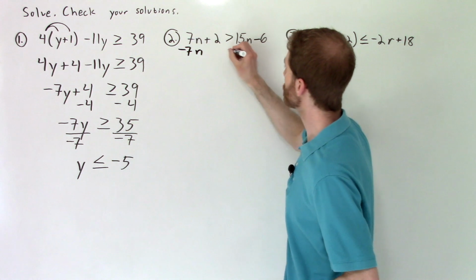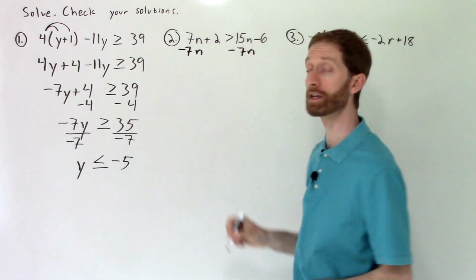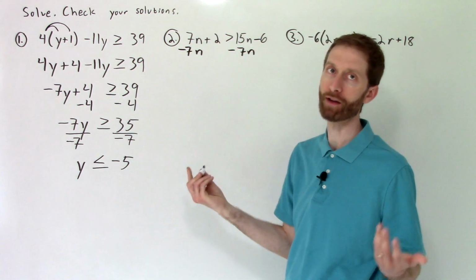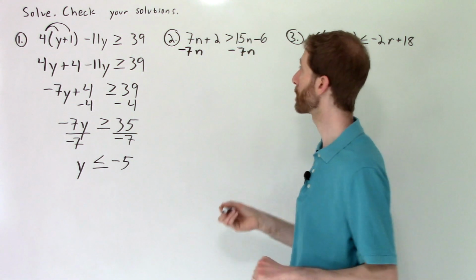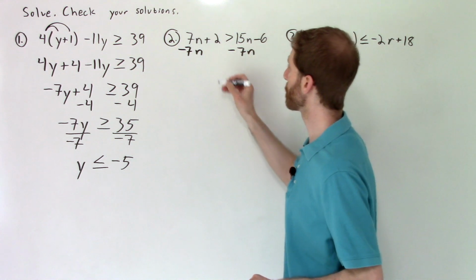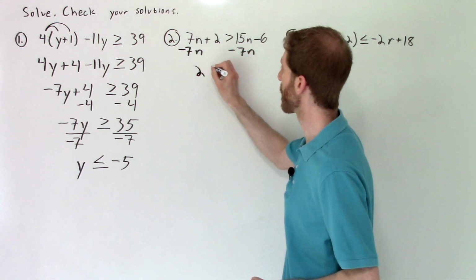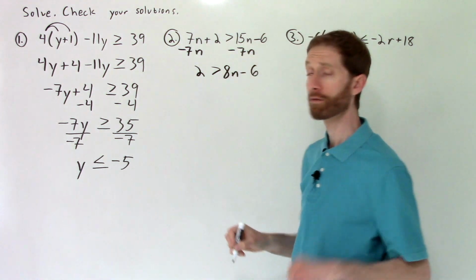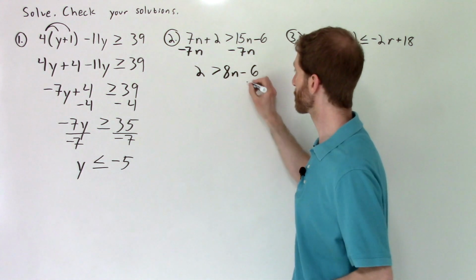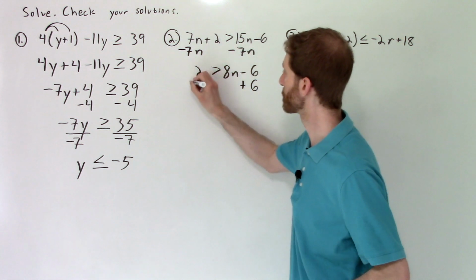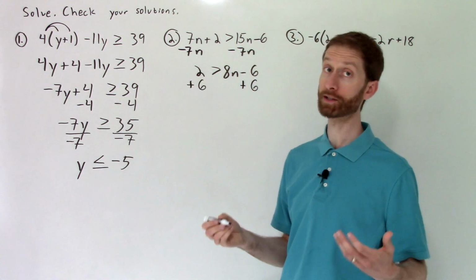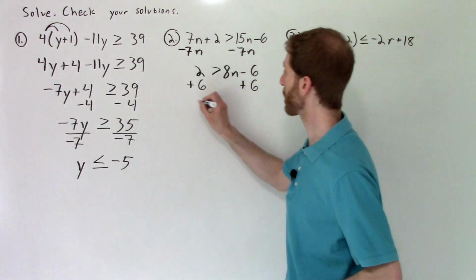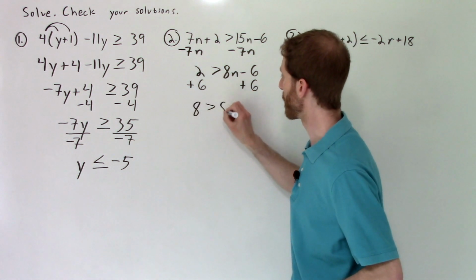The reason why I chose to do that and not subtract 15n is I want to get the n's together and have a positive result if I can, so I don't have to worry about switching inequality signs. So I subtract 7n from both sides. The 7n's cancel on the left, and I'm left with 8n minus 6. From here, I'm going to add 6 to both sides of the inequality, again, treating it like it's an equation until, well, the very end. So the 6's cancel out, and I'm left with 8 is greater than 8n.